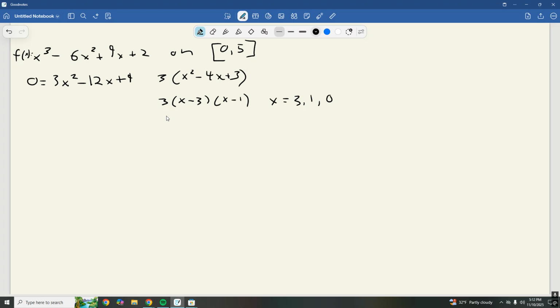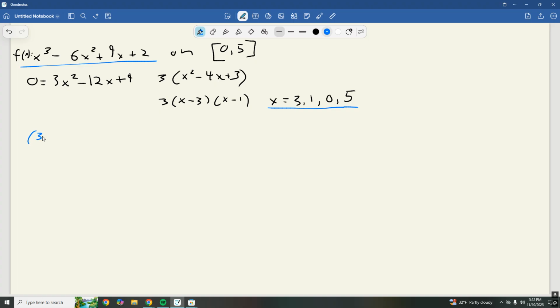And 0 because of this, but 0 is already one of our endpoints, so it doesn't really matter. And then we're also going to count 5 as a critical point because it could be a max or a minimum. So to find the local maxes and local mins, we will be plugging each of these into our original function.